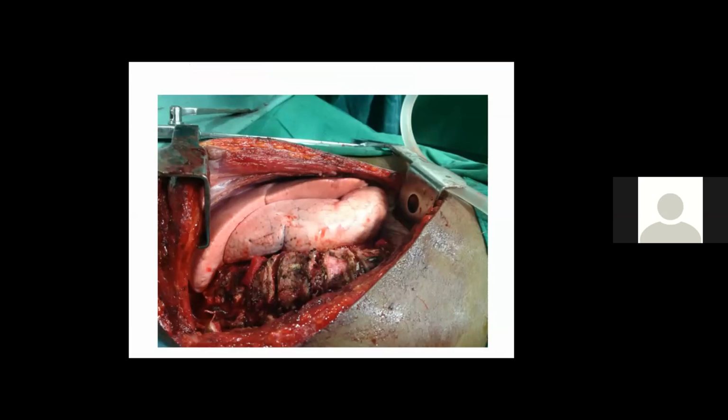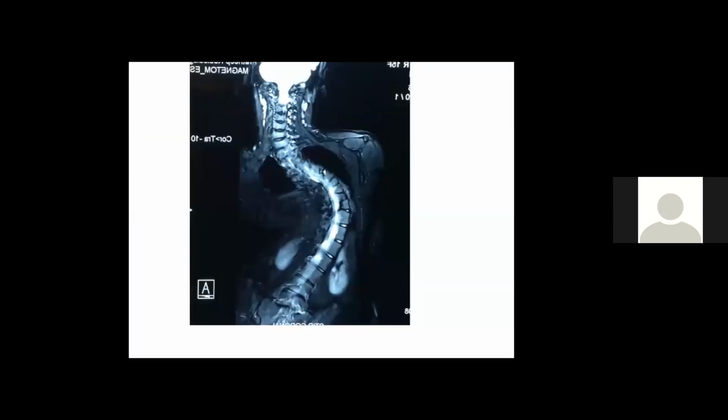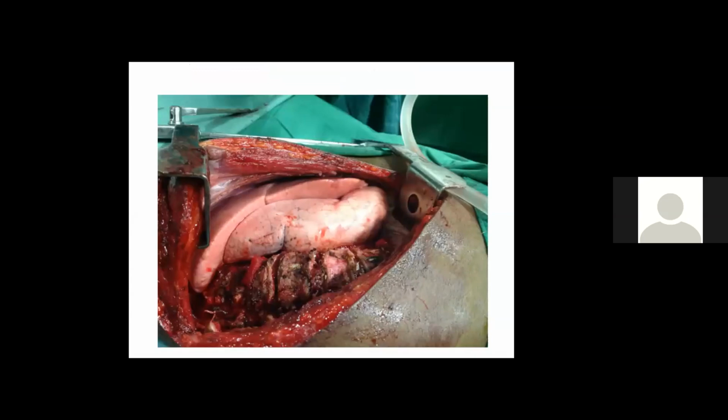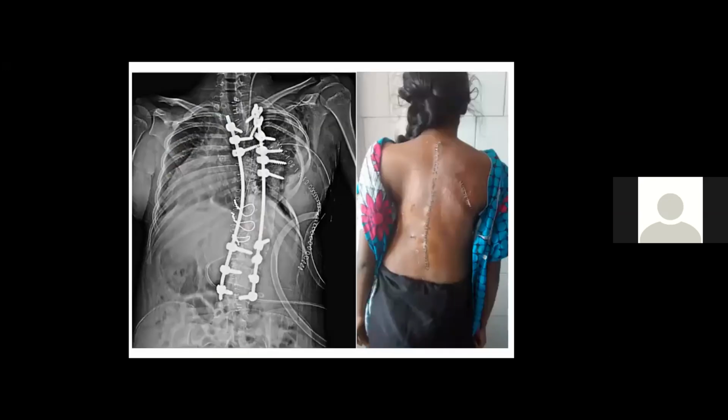We released anteriorly. What level was this? The apex was around D6 level. At the level of D6 we opened up and were able to create disk spaces 2 levels below and 2 levels above. So the absence of disk spaces and reasonably good pulmonary function prompted us to go for an anterior surgery. We did anterior release followed by a posterior correction, and we didn't get a very good correction.